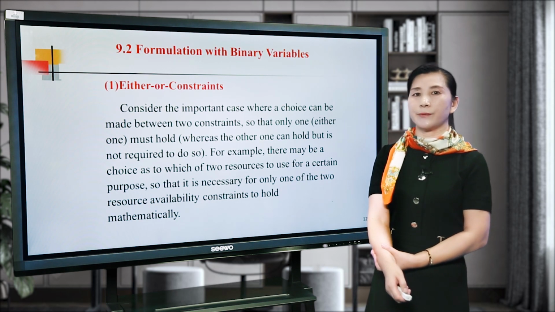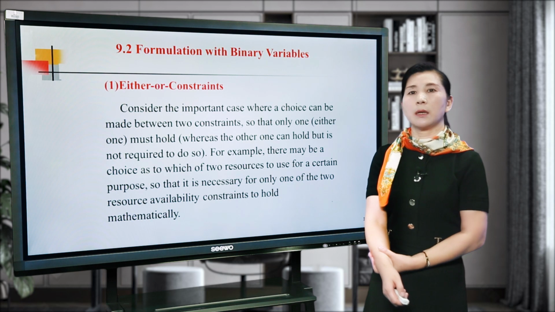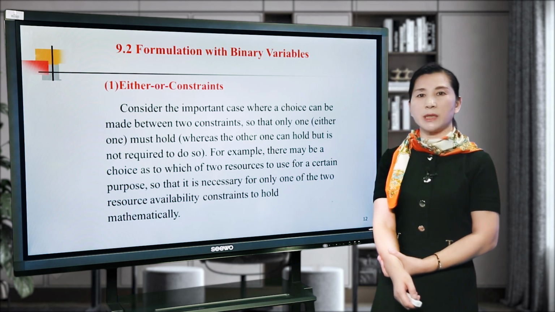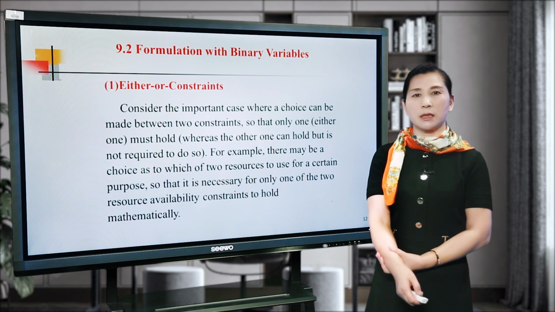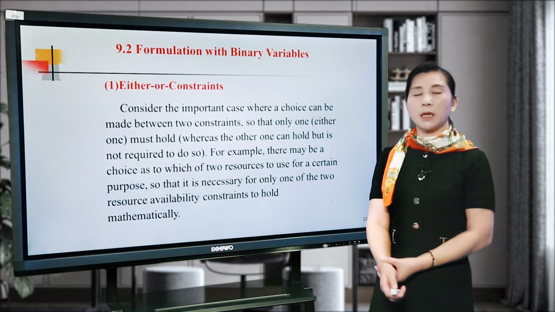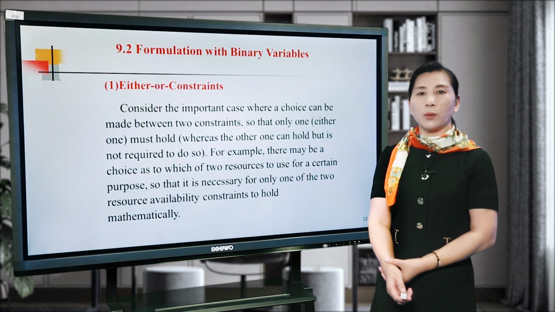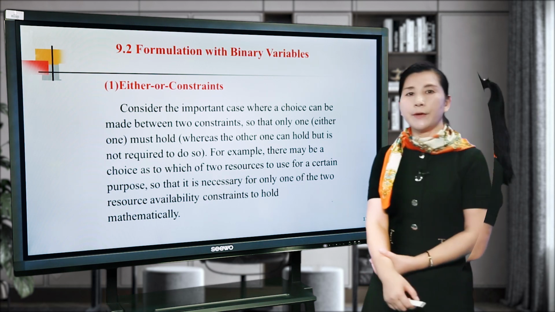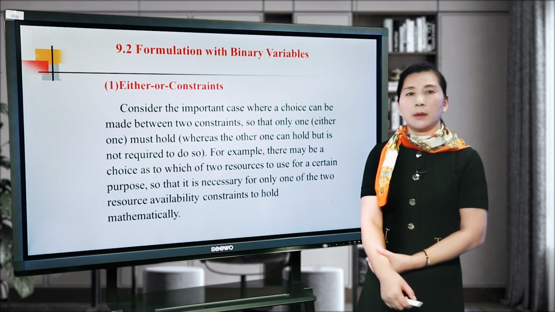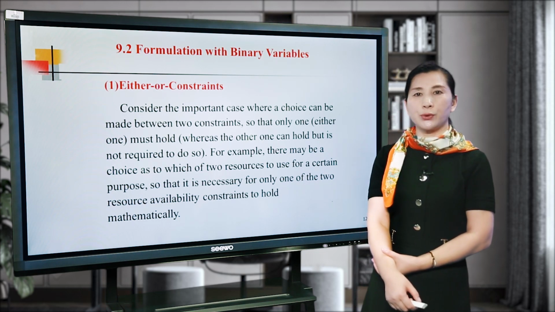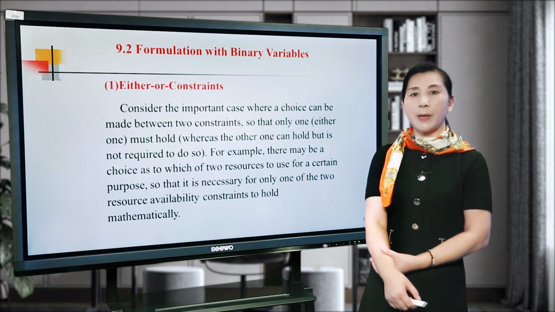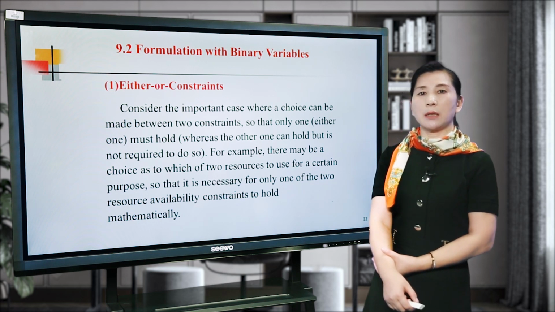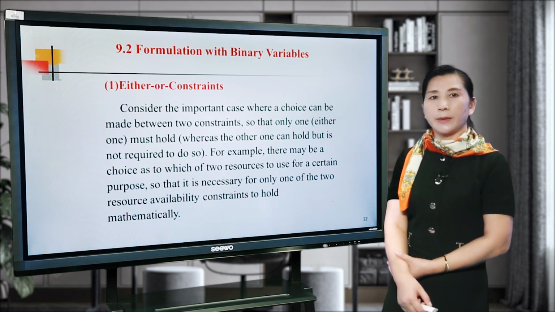Either-or constraints. Consider the important case where a choice can be made between two constraints, so that only one must hold, whereas the other one can hold but is not required to do so. For example, there may be a choice of which of two resources to use for a certain purpose, so that it is necessary for only one of the two resource availability constraints to hold, mathematically.